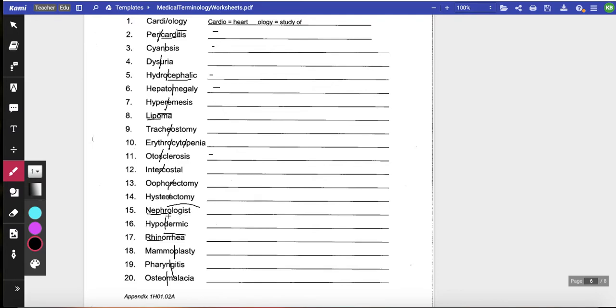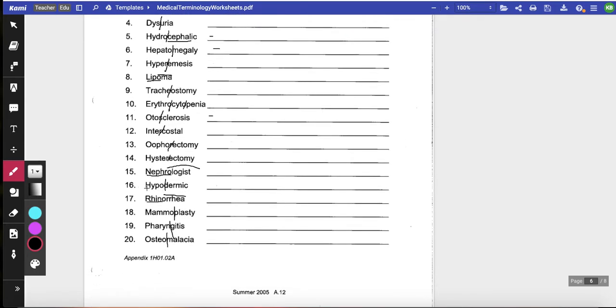Nephrologist. Nephro meaning kidney, ologist meaning one who studies or one who specializes in. Hypodermic means below skin. So there's something called a hypodermic needle. You'd put that below the skin. Rhinorrhea. This is what we would call in the medical term a runny nose. So that is a nose for rhino, and then urea meaning flow or discharge.